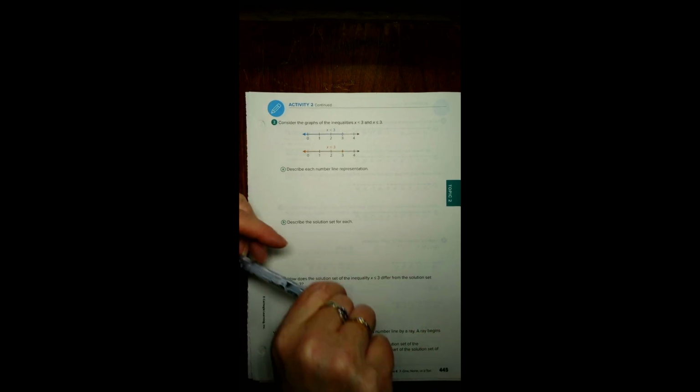Consider the graphs of the inequalities x is less than 3 and x is less than or equal to 3. We're doing the same thing but with less than. It's literally going to be the same thing, but where we had greater than, we are going to have less than. Describe each number line representation.